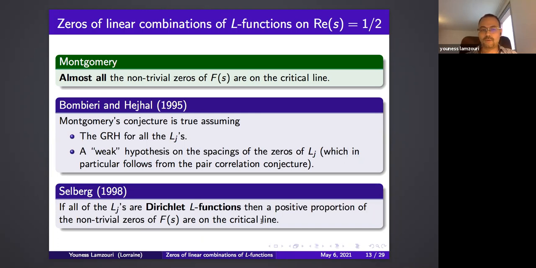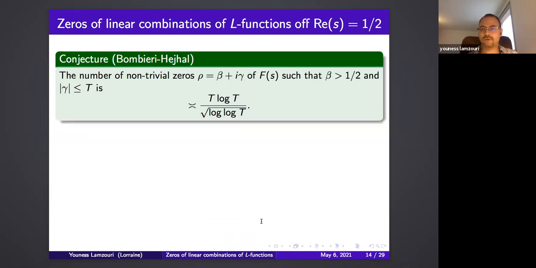So now, what's going to be interesting for us are the zeros off the critical line. Here, in the paper of Bombieri and Hejhal, they proved conditionally that the number of zeros off the critical line is little o of T log T, but actually the little o is in fact one over square root of log log T. So you have a saving of square root of log log T over the total number of zeros. So this is what they conjectured.